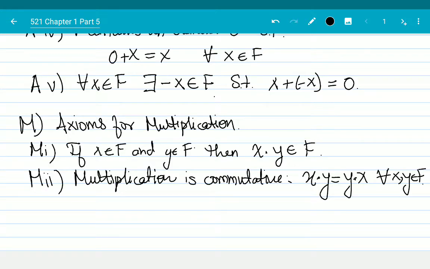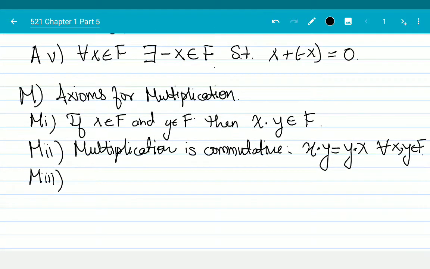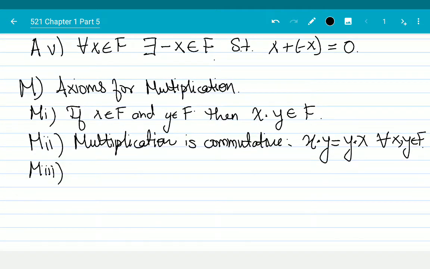Now, if you have seen matrices before, you might know that multiplication in matrices is not commutative. A matrix A multiplied by matrix B is not always equal to matrix B multiplied by matrix A, which clearly implies that matrices do not form a field. Okay?